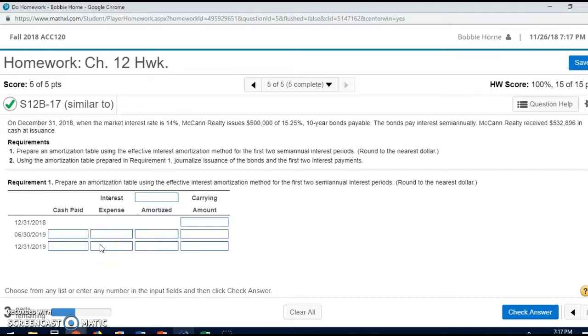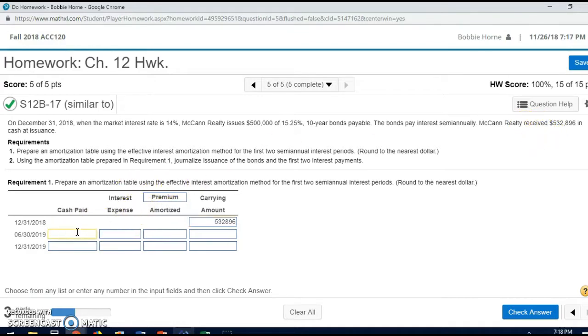Okay, in this problem we're going to use the effective interest method instead of the straight line method for amortization. So it looks like we're issuing a $500,000 bond, but we're receiving more. So we have what we call a premium, and the carrying amount is the amount that we received, which is $532,896.